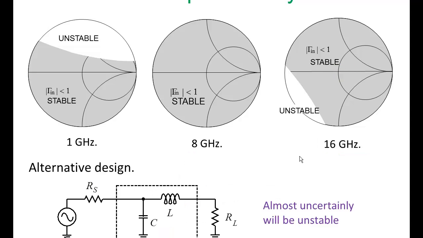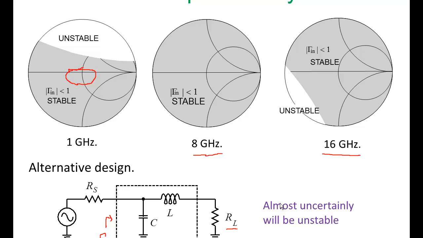So consider the dual circuit and what is going to happen. At low frequencies, again, this is gamma L looking into here. What's going to happen is that we're going to see a short circuit looking through the inductor, and so our transistor will just see RL, and that will be stable as well. We'll be in this region. At 8 gigahertz, well, we skip over that.